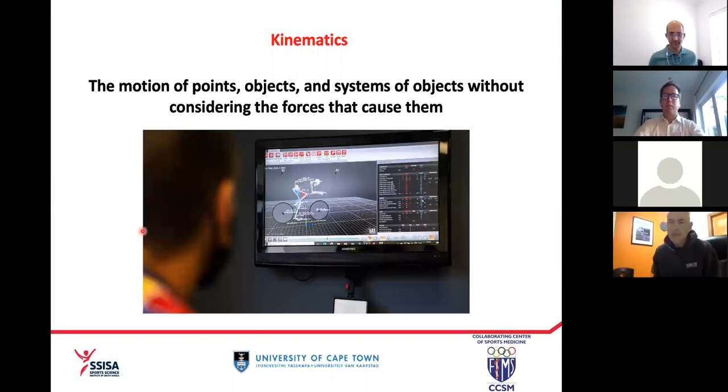So when we talk about kinematics, we're talking about the motion of either points or objects or systems of objects and points without specifically talking about the forces that cause them. So what we're talking about in this discussion today is really just about the movements and the position of various different objects and points without trying to understand specifically how they interact and how they may be affected by various different aspects relating to cycling. That's a much bigger talk that may take a lot more time.